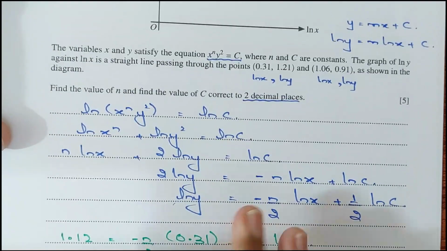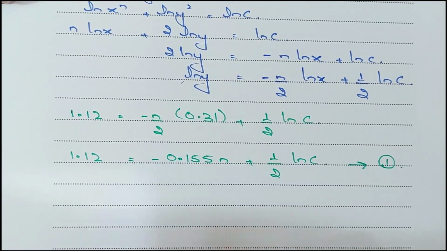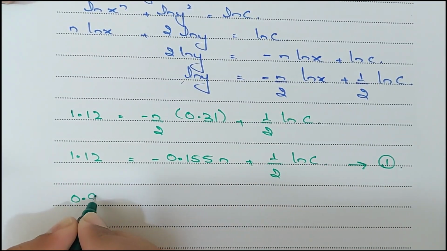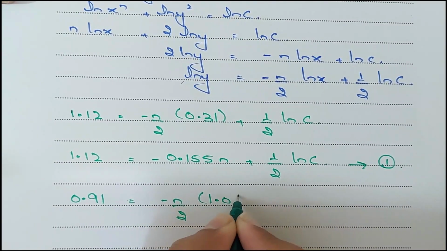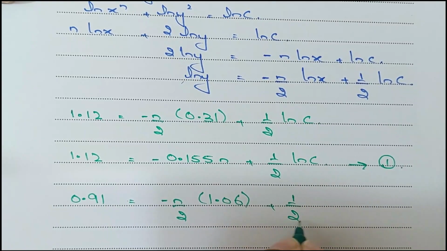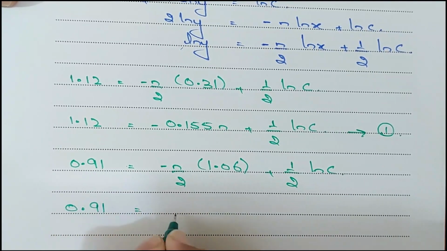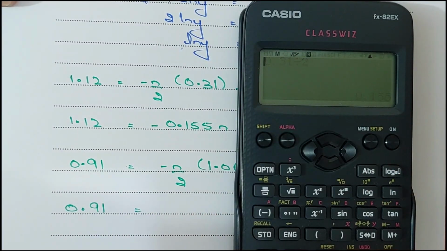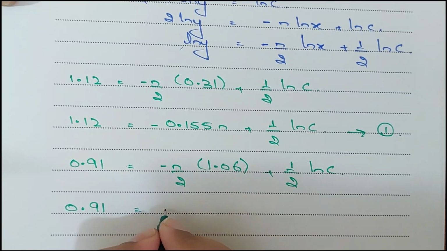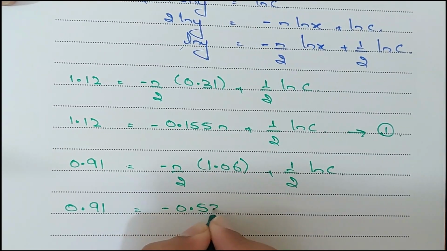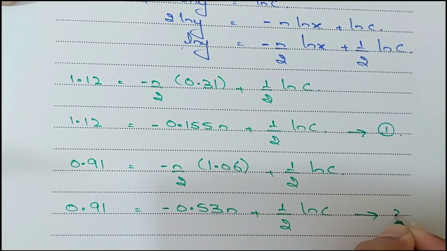This is my first equation. Now the second point, we have 1.06 and 0.91. So 0.91 equals negative n by 2 times 1.06 plus 1 by 2 natural log of c. Further simplification: 1.06 divided by 2 is 0.53, so 0.91 equals minus 0.53n plus half natural log of c. This is my second equation.